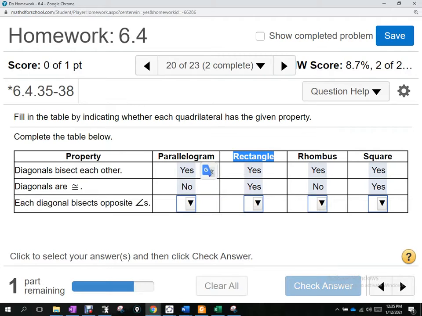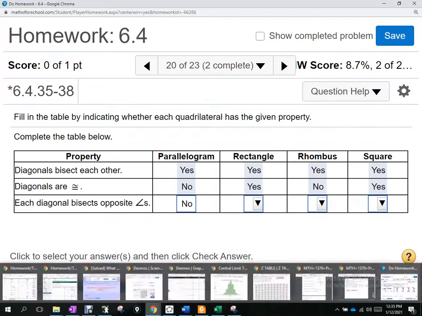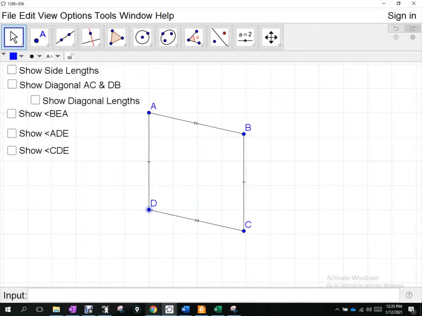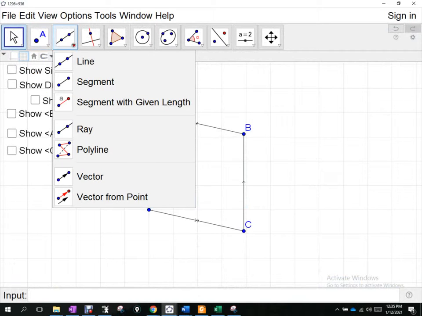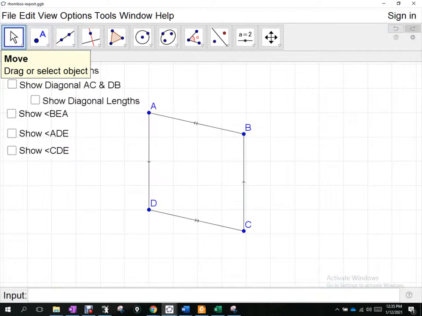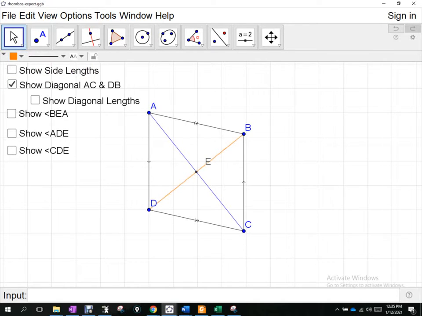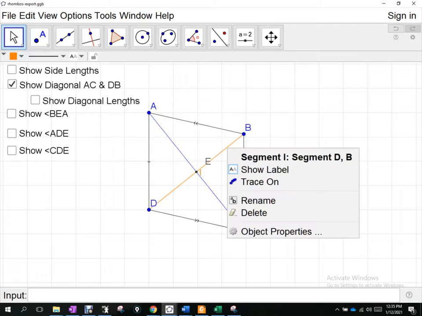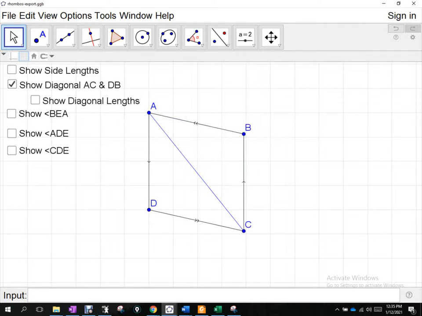Each diagonal bisects opposite angles. That does not happen in a parallelogram. It might look like it. We should probably talk about this. If I look at that diagonal, does it look like this angle here and that angle there are the same? Just based off of looks.